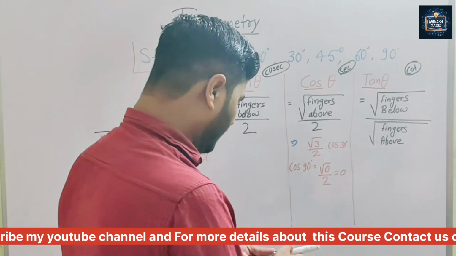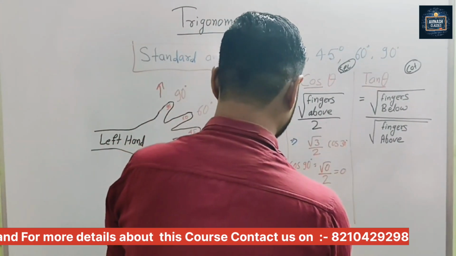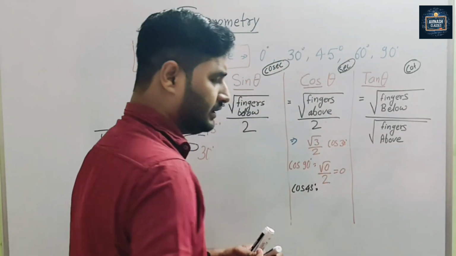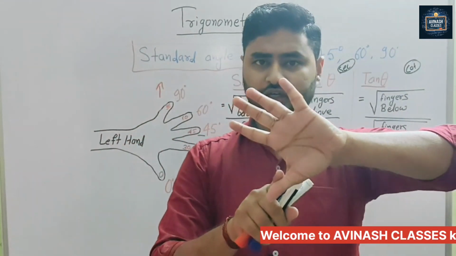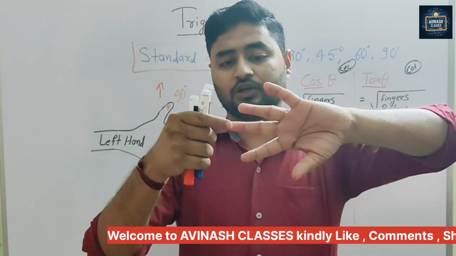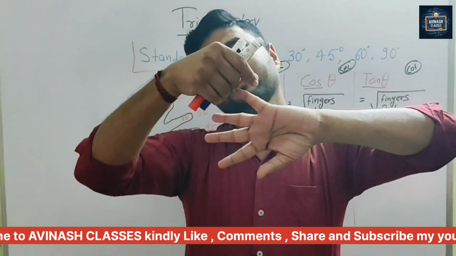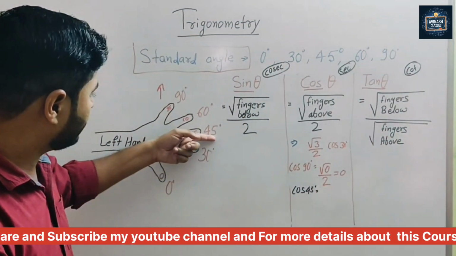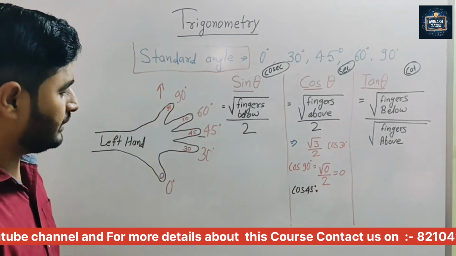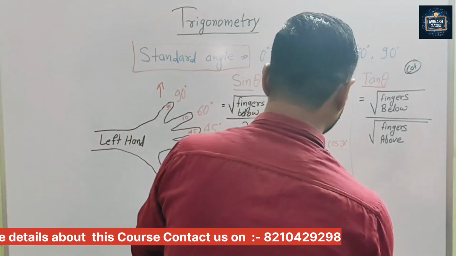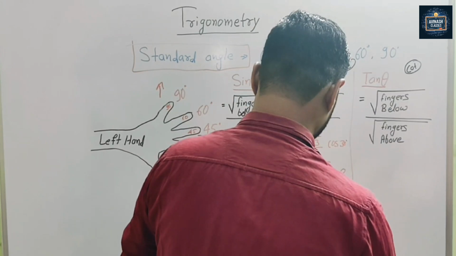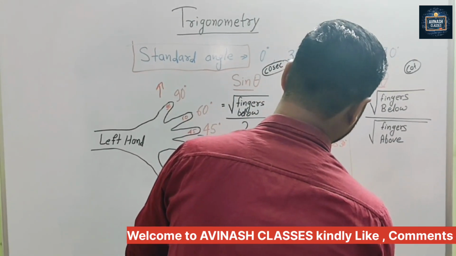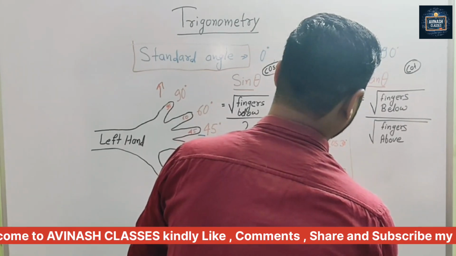Okay. Now take one more example. Cos 45 degree. Now fingers: 0 degree, 30 degree, 45 degree. Above 45, how many fingers there? Sir, 2 fingers, 1, 2. We can check from here. So we write here root under 2 by 2. So the answer comes 1 by root 2.